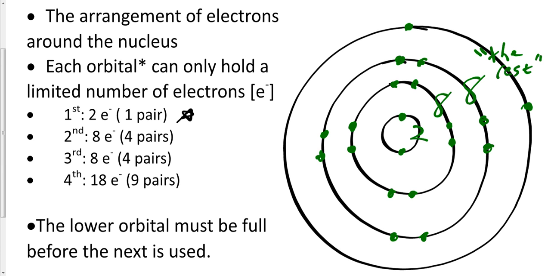It turns out that the lower orbital must be full before the next orbital is used. I'll make this make sense when we start doing some examples, but before we start doing those examples, you will want to get this diagram copied down. If you're not done, I would say just go ahead and pause the video. Otherwise, I'm going to move on here.